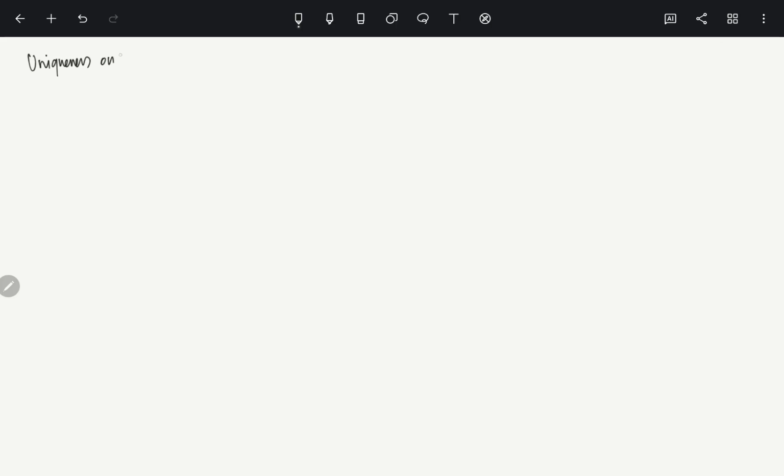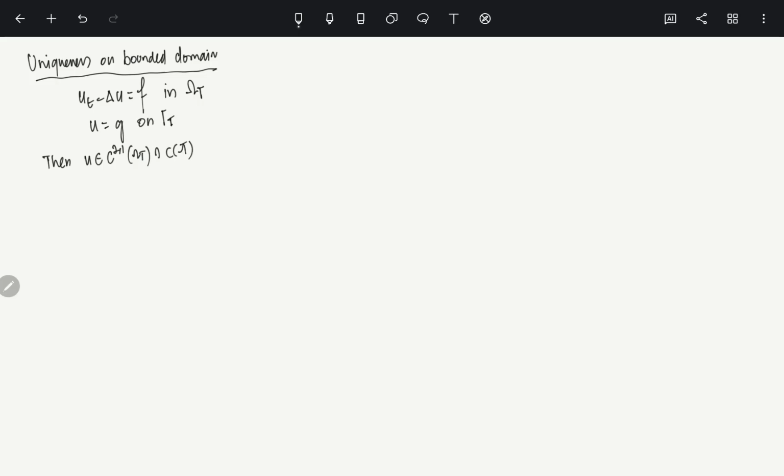Uniqueness on bounded domains. So what does this theorem say? It says that if you have this equation u_t minus Laplacian u equals f in Omega_T and u equals g on Gamma_T, and if you are looking for u which is C^1 of Omega_T intersection C of Omega_T bar, so basically it is continuous in the whole thing, twice continuously differentiable with respect to x and once continuously differentiable with respect to t in the interior, then this solution is unique. There is exactly one solution of this problem.